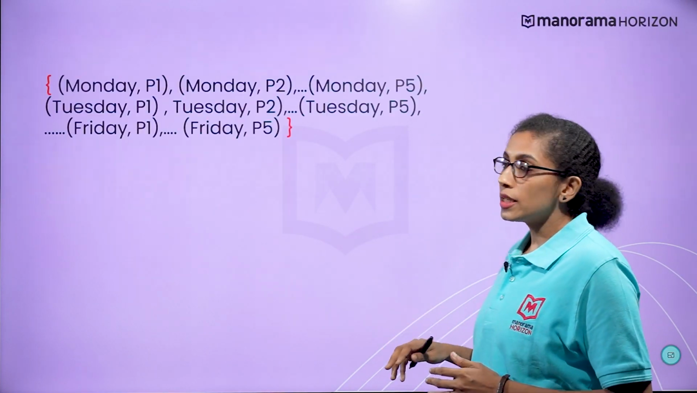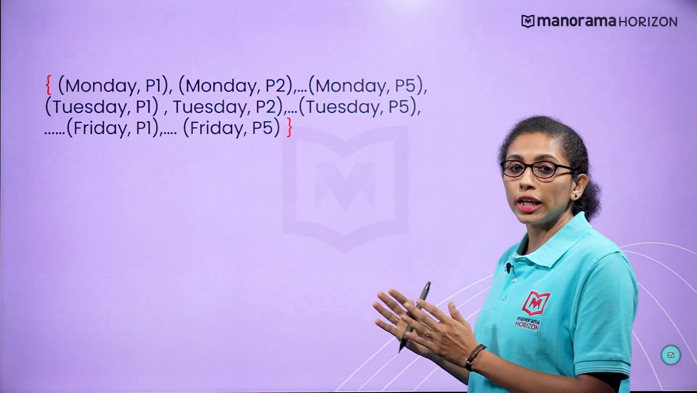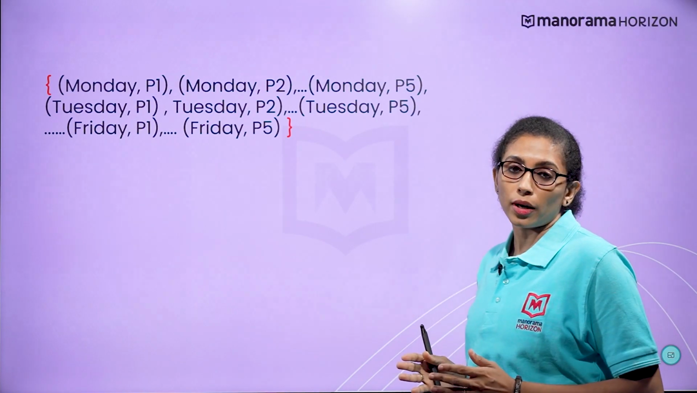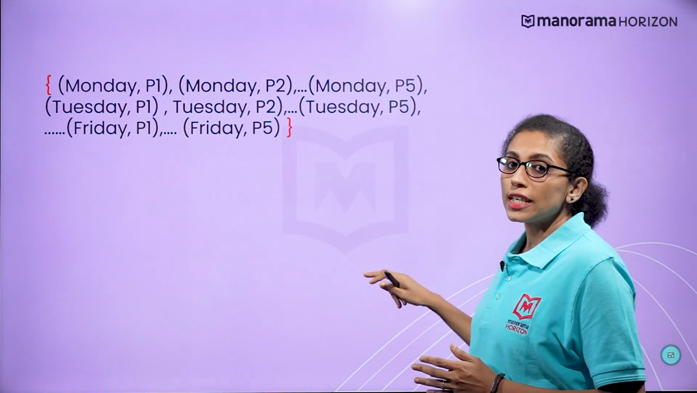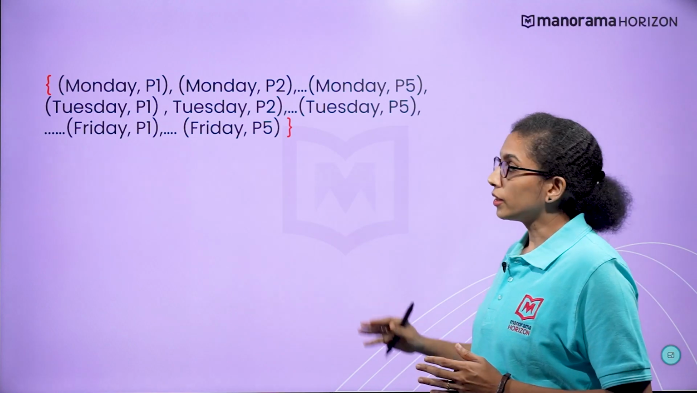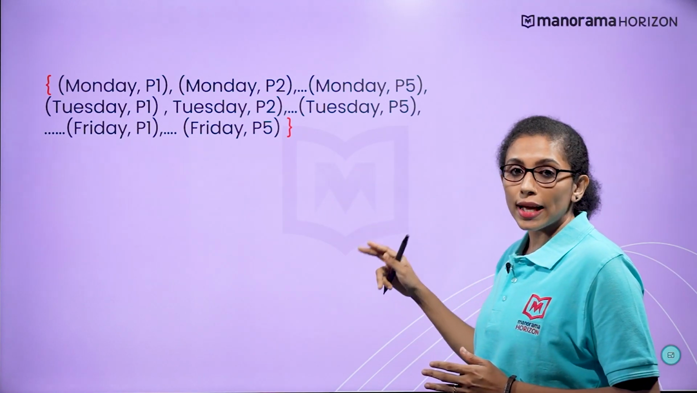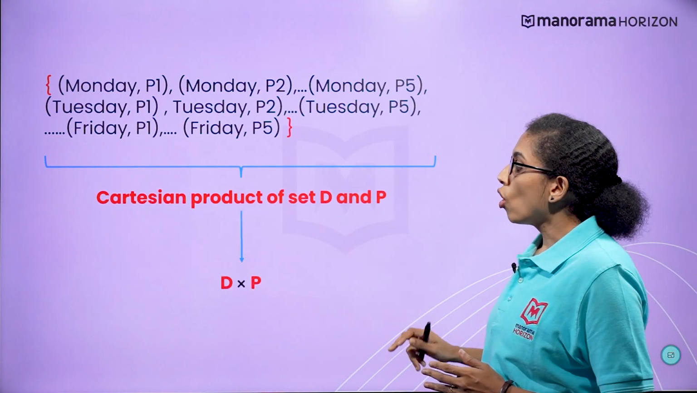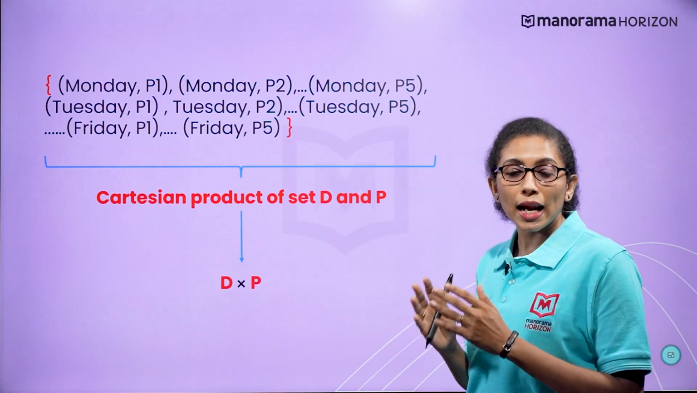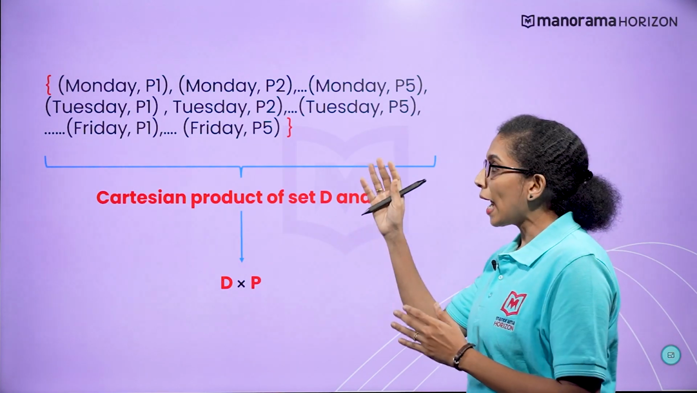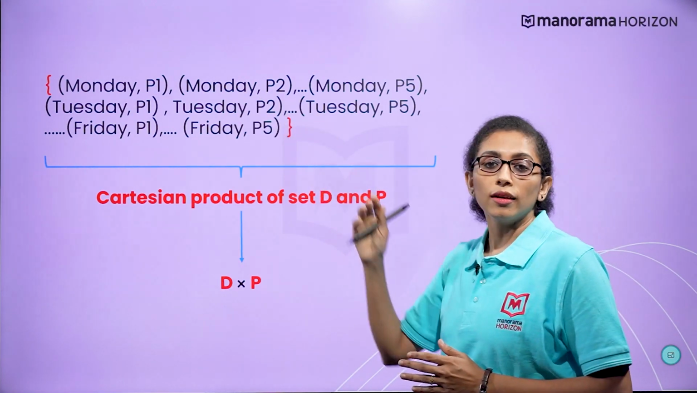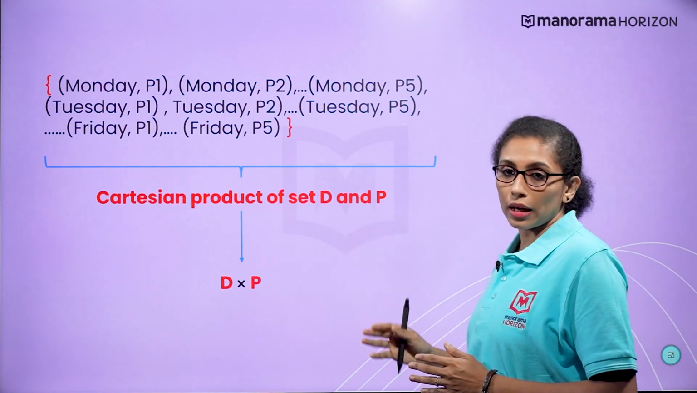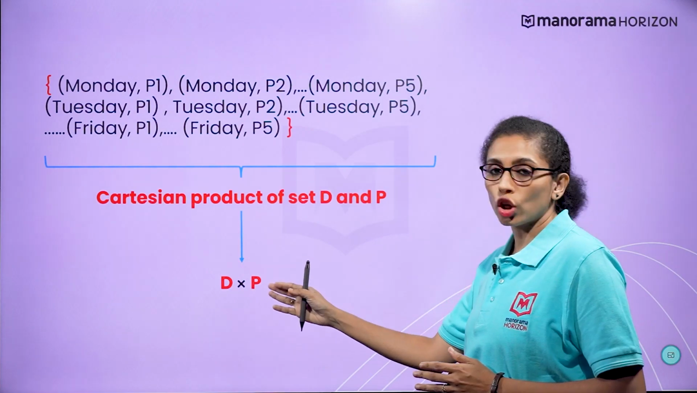This complete set of ordered pairs of the days of the week and the period number is nothing but the Cartesian product of sets D and P. The Cartesian product of two sets D and P is defined as the set of all ordered pairs of the elements from sets D and P, described within the curly brackets. The Cartesian product of sets D and P is written as D cross P.